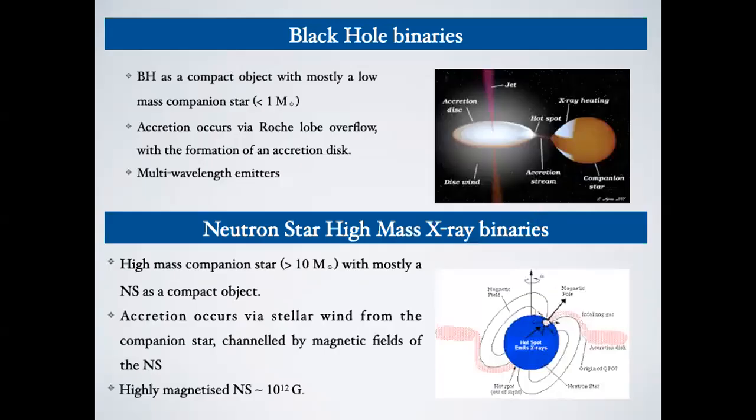All right, so talking about what black hole binaries are. These are systems where the compact object is a black hole, and they mostly come with a low mass companion star as the donor.